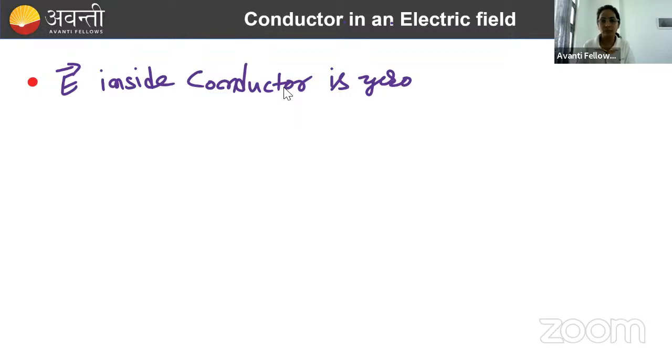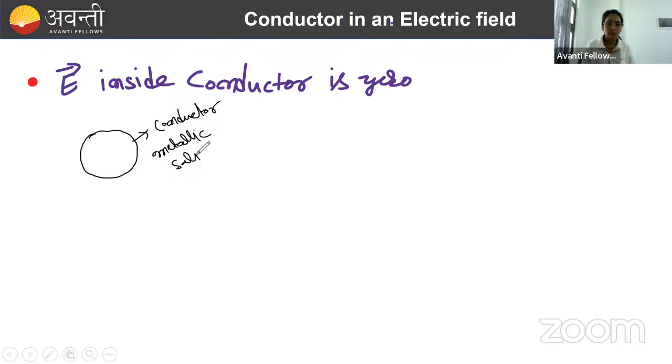Now, what is the significance of this? That we need to learn. Just now we have studied that electric field inside a conductor is 0. So suppose, this is a conductor. This is, suppose, a metallic solid sphere. And I'm giving it a certain amount of charge. So if I'm giving it a certain amount of charge, what will happen to this charge?